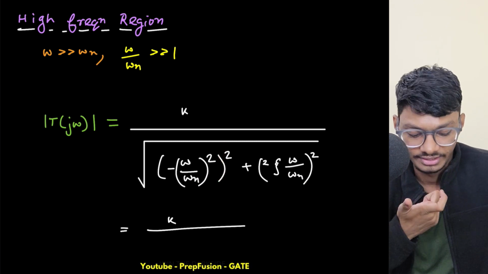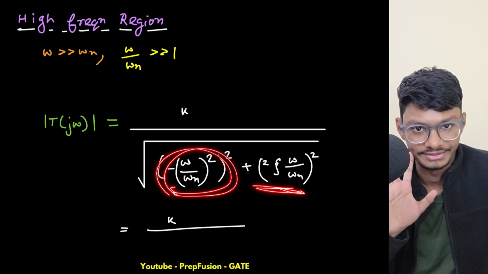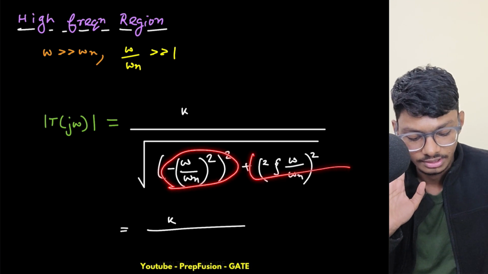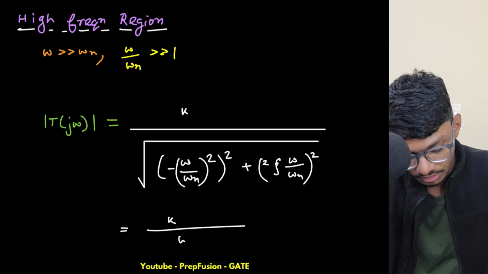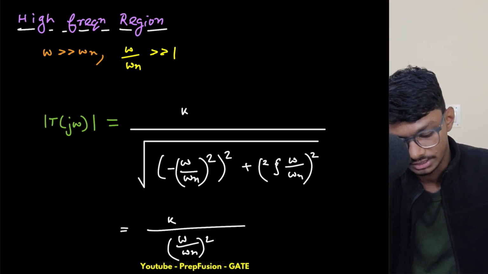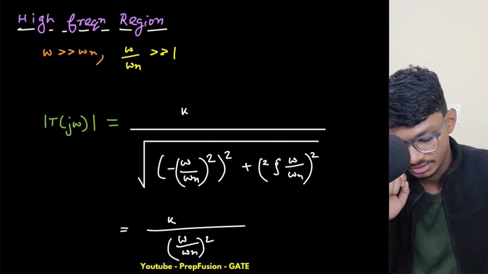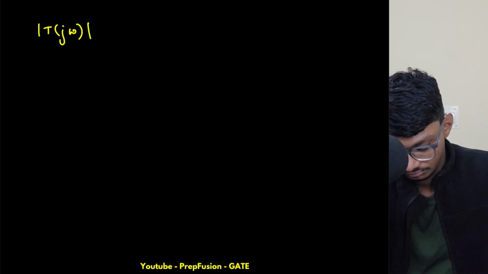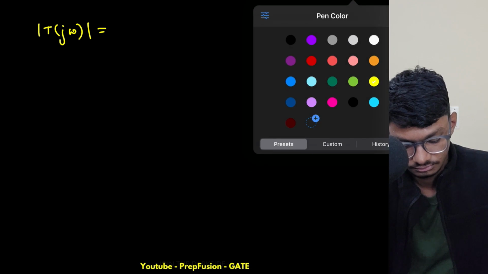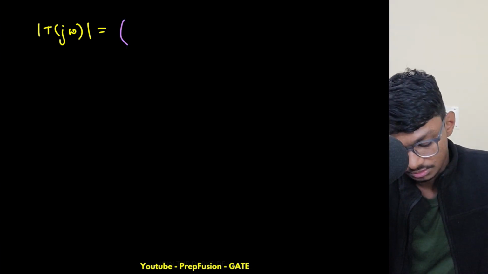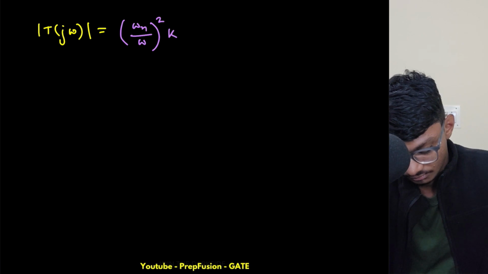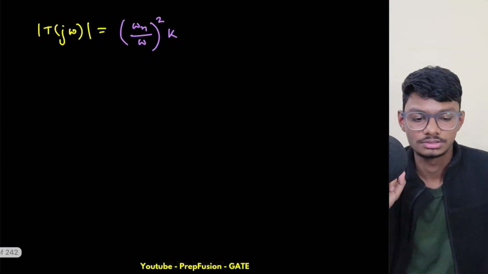This is a very low value in comparison. This has high weightage and this has very low weightage. Since I am approximating, I will choose this one and ignore this one. Finally I will get omega by omega n whole square, with the square root outside. So finally my magnitude T of j omega equals omega n by omega square into k.